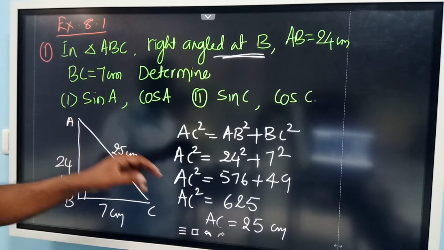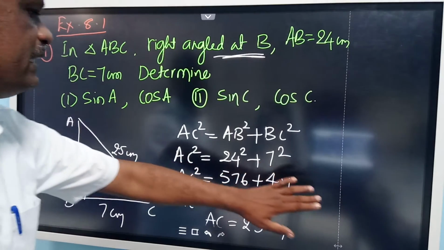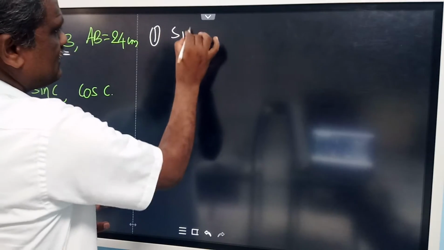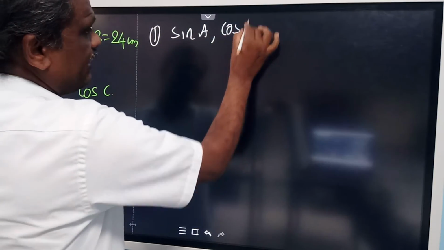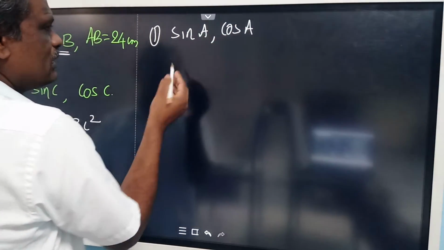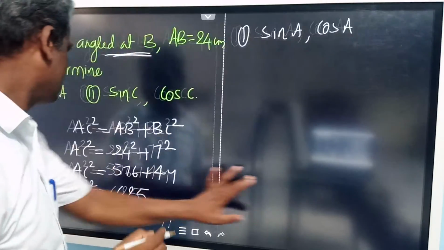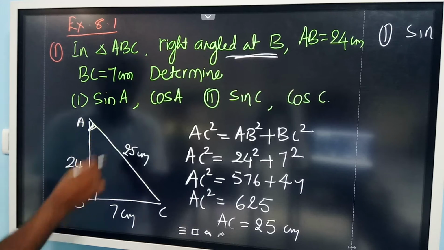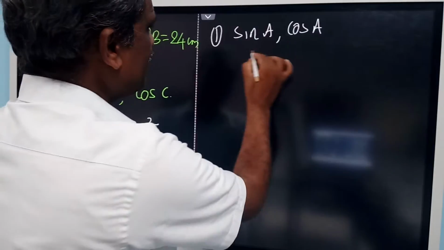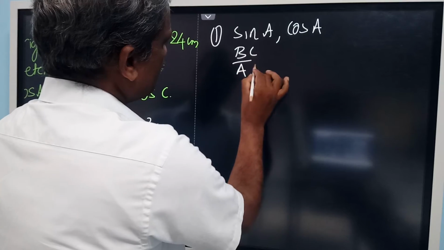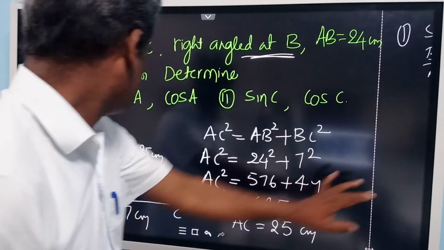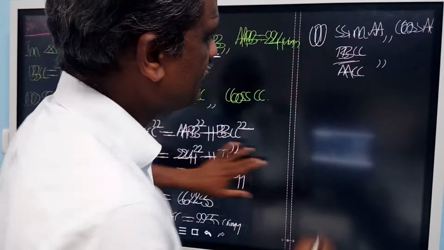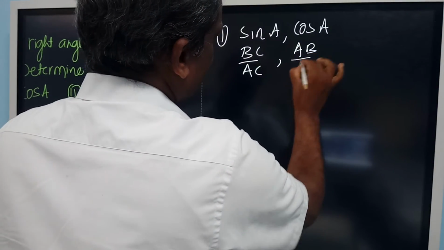So now it is simple substitution. First, sin A and cos A. What is sin A? Look at this diagram: opposite side by hypotenuse, BC by AC. Cos A is adjacent side by hypotenuse, so AB by AC.